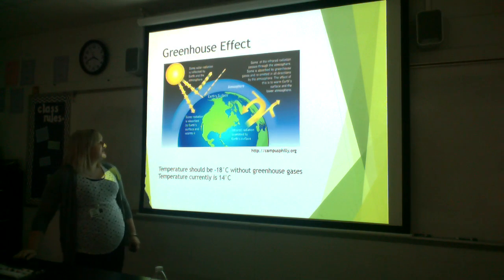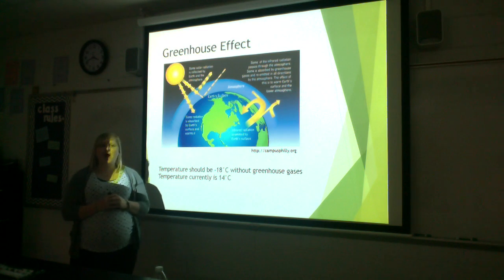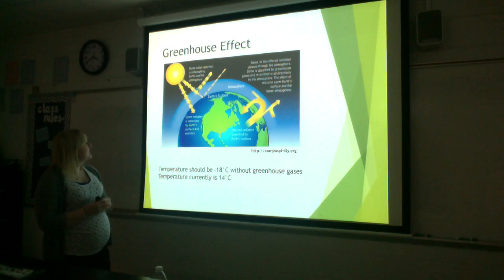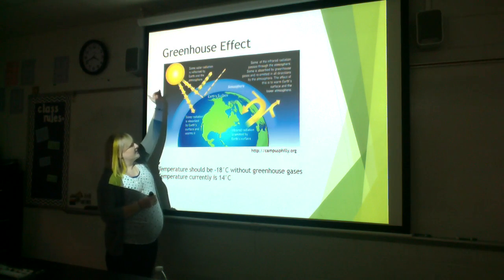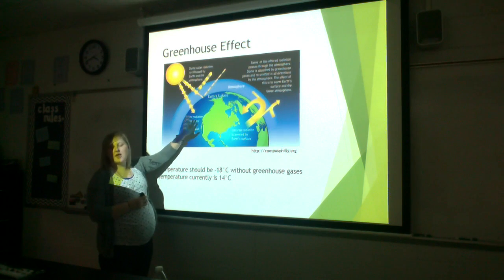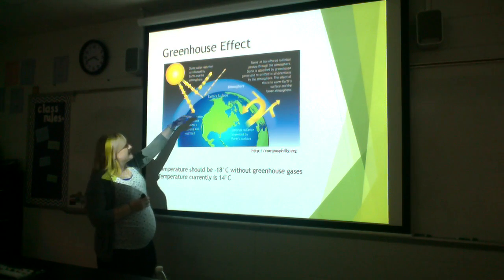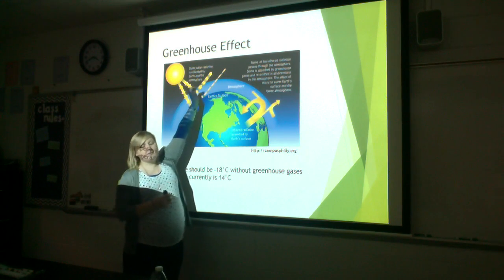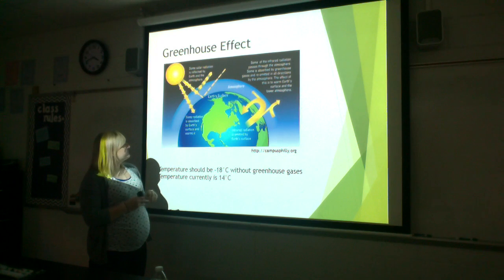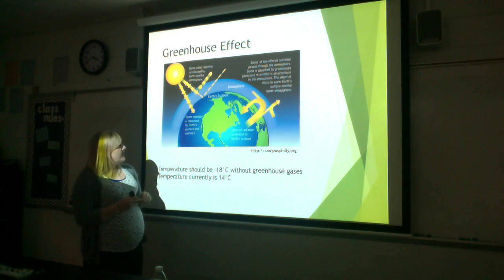So the greenhouse effect. Basically what happens with the greenhouse effect is the sun is emitting solar radiation. That radiation comes towards Earth. Some radiation is going to be absorbed by Earth, and the surface is going to warm up a little bit. And then some solar radiation is going to be reflected back into space and into the atmosphere.